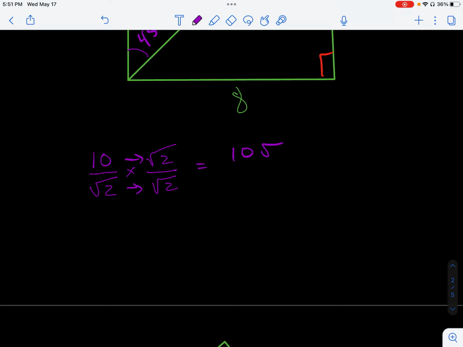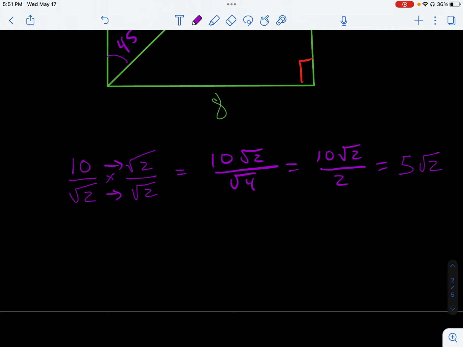And we get 10 radical 2 divided by radical 4. But as we've already seen, radical 4 is 2. So we have 10 radical 2 over 2. 10 is an even number, so we can further reduce to 5 radical 2. And we know that inside the radical goes with inside the radical, and outside the radical goes with outside the radical. So we are perfectly legal and we are done.